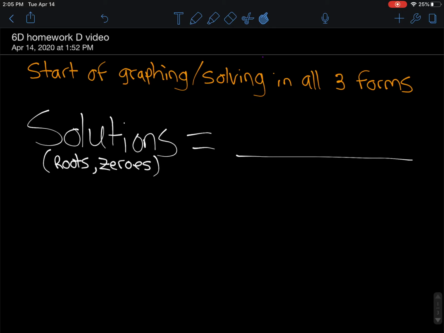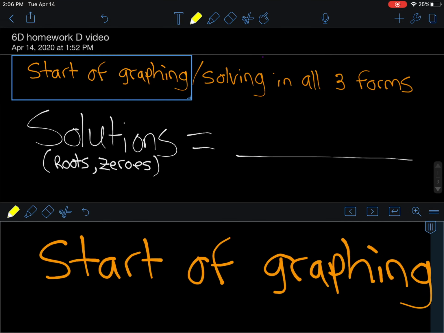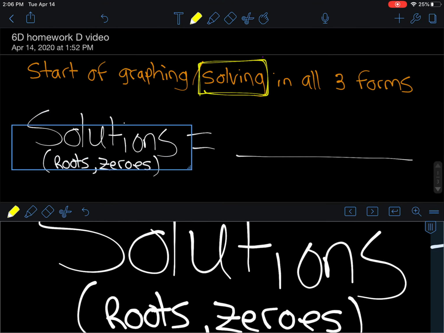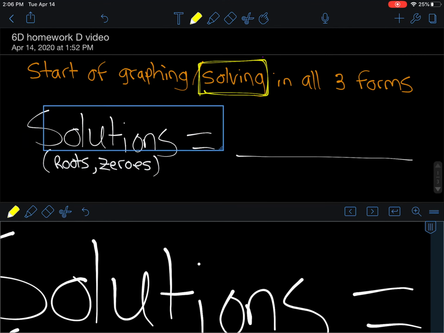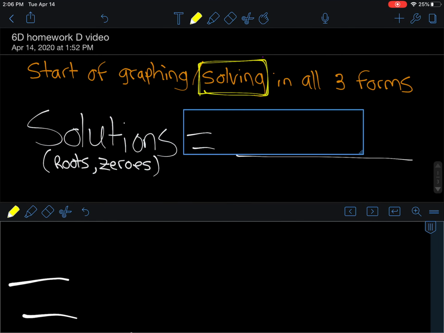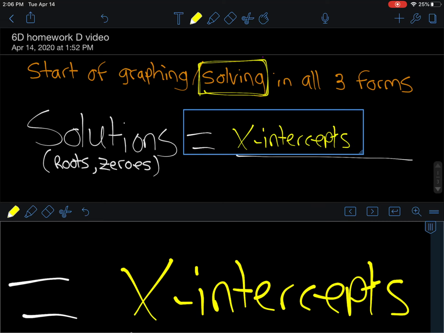This video is the beginning of us starting to mix all three forms together now. That is vertex form, standard form, and factored form. And today is more going to be focused on solving rather than graphing. Just a quick reminder how to solve in all three forms. Don't forget, whenever you're solving a quadratic, again, these are solutions. Solutions or roots or zeros are the same things as x-intercepts. So whenever we're finding solutions or we're quote-unquote solving a quadratic, what you're doing is you're finding the x-intercepts.